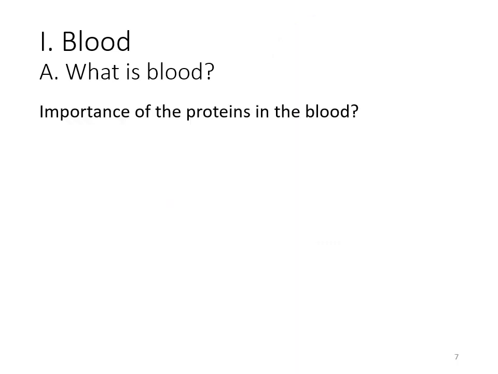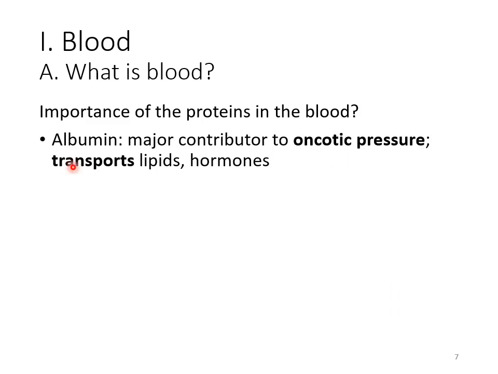So looking at the different proteins in the blood, your albumin, because it's the main protein component of the blood, is the major contributor to the oncotic pressure of the blood. Again, recall when you discussed osmosis and transport across the membranes, when we say oncotic pressure, that is osmotic pressure due to large proteins or other large molecules.